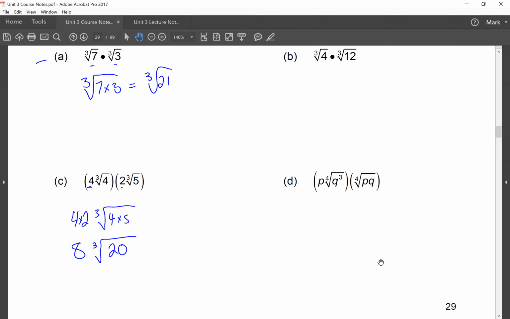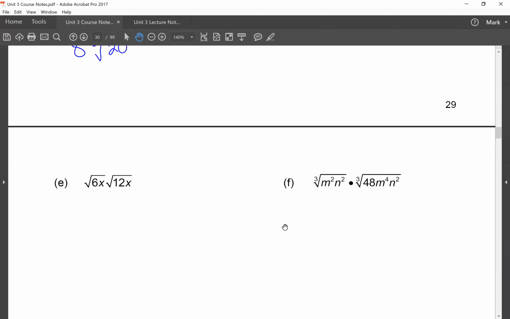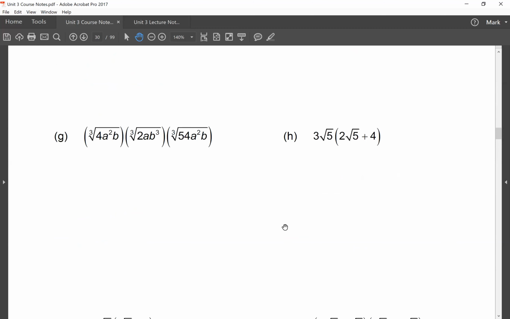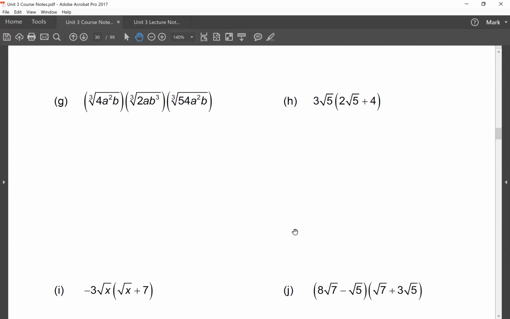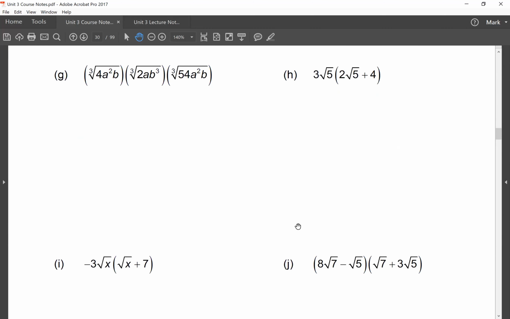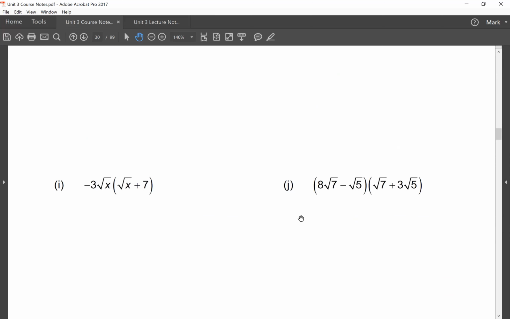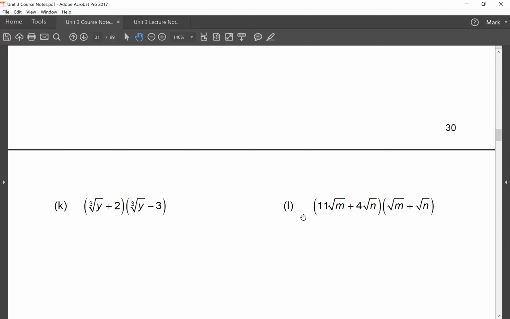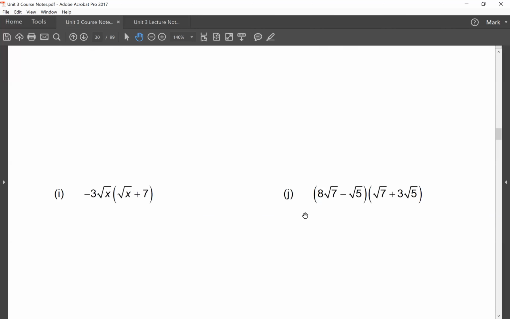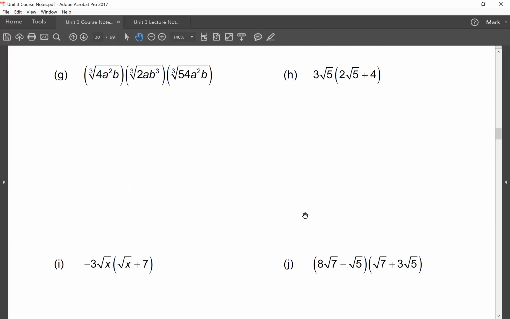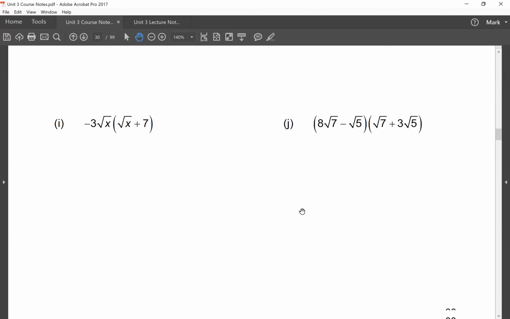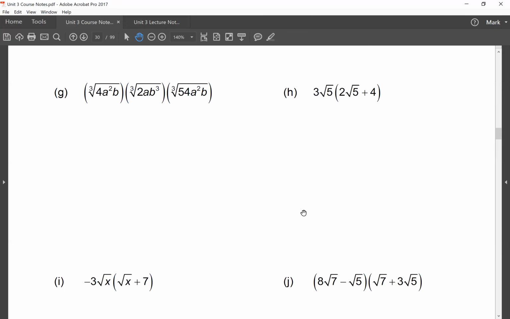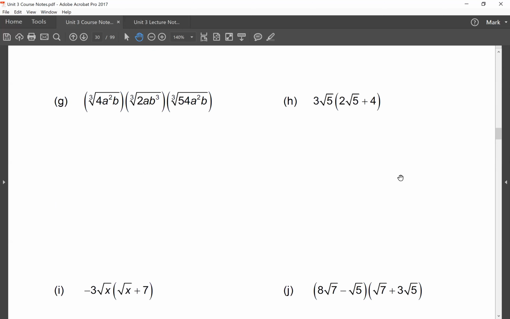Now, it becomes a little more difficult as we scroll down. So let's do a couple of harder ones here. Like H would be a good example. And then I'm going to get you guys to actually practice a couple of these because it is really important to know how to do these. So let me just do H. And maybe I'll do J as well. And then I'm going to ask you guys to try a couple. So something like H.